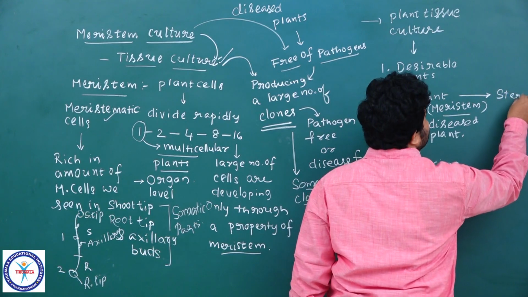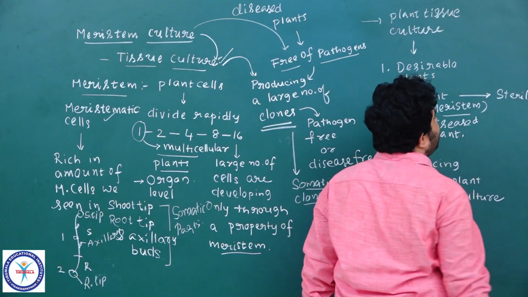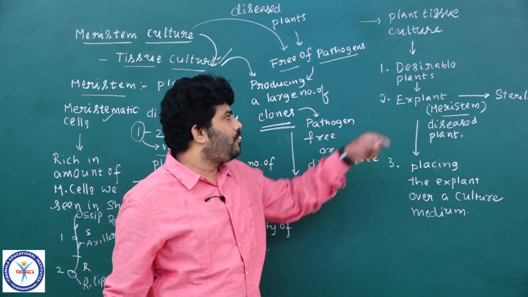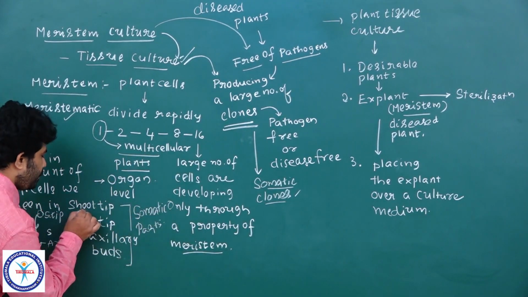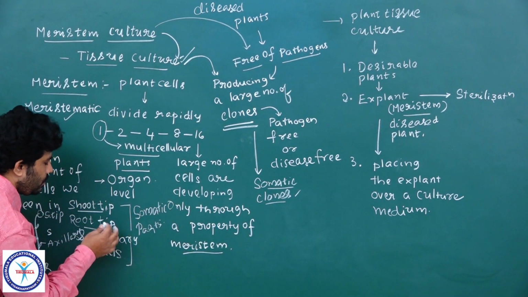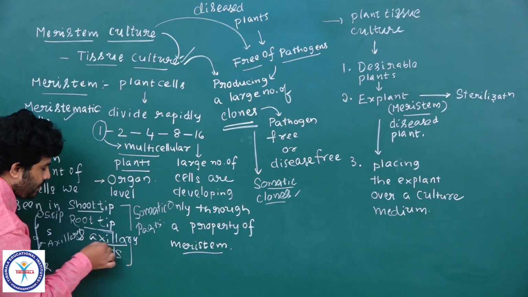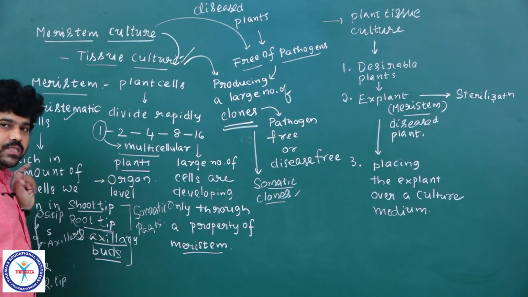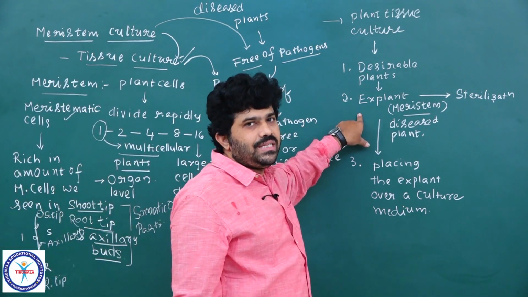What is it? Sterilization. Whatever activities and conditions you observe in tissue culture, you have to follow as they are. Here the explant is either a shoot tip or root tip. Root tip is very rarely collected, of course, but axillary buds are also very familiar; we just use them as explants. Now got the point? These explants we have to sterilize.